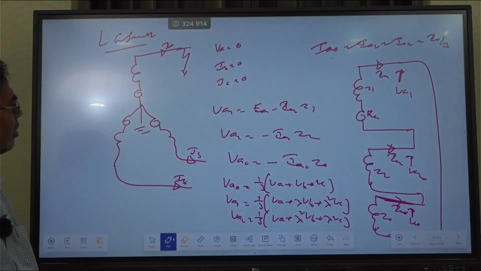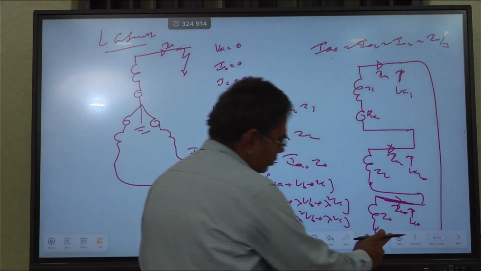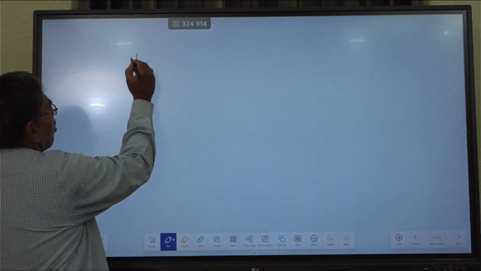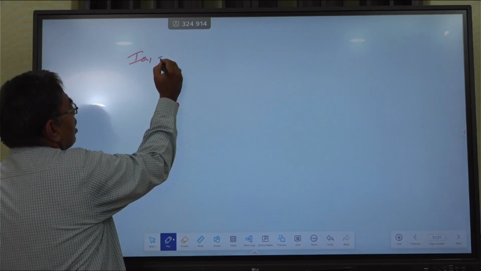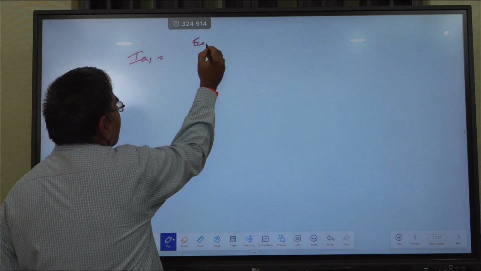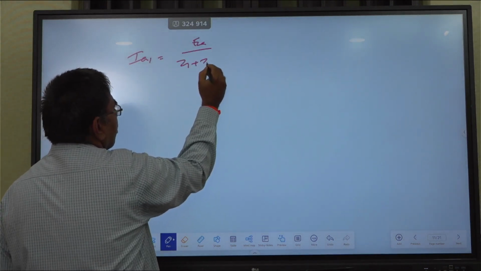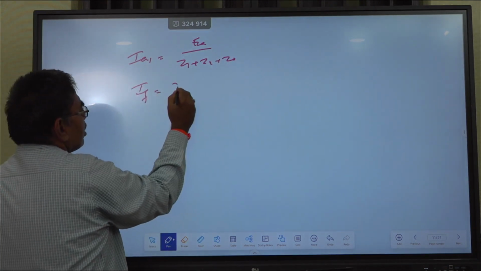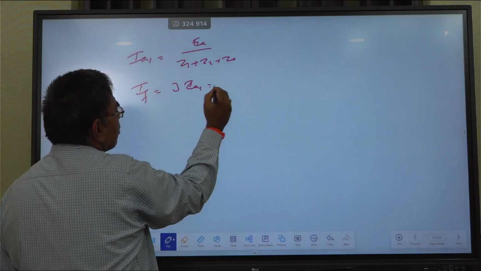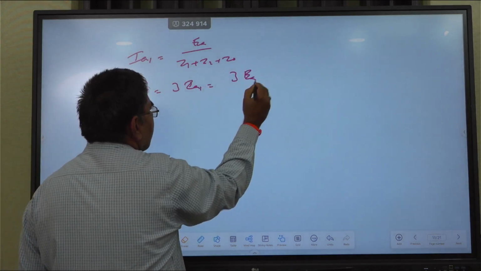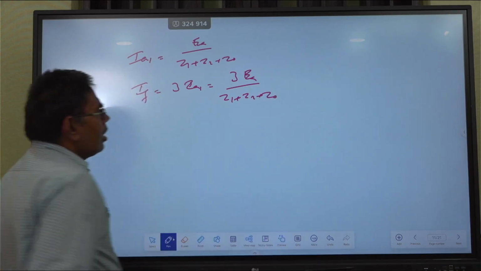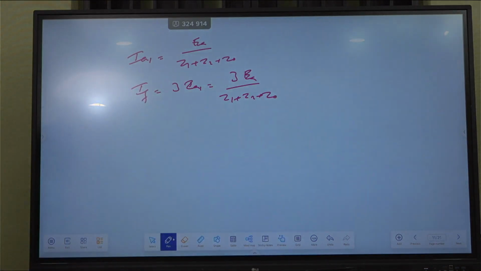Finally, the fault current in case of single line to ground fault, after completion of our analysis, is IA1 is equal to EA divided by Z1 plus Z2 plus Z0. Then the fault current IF is equal to 3 IA1, that is 3 times EA divided by Z1 plus Z2 plus Z0. Like this, we derive expressions for LL fault and LLG fault.